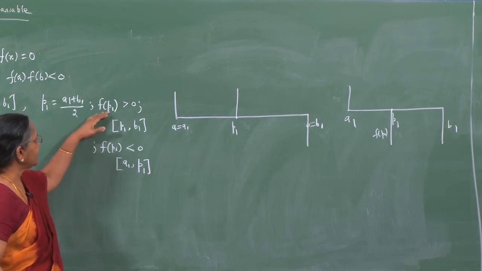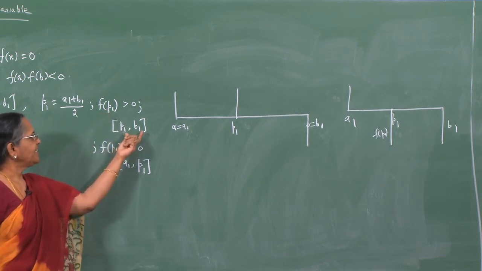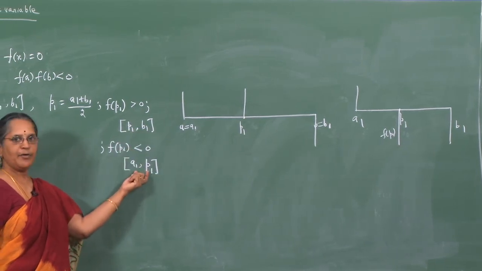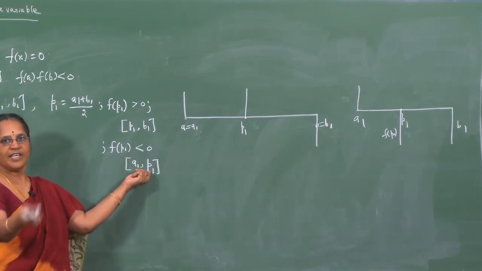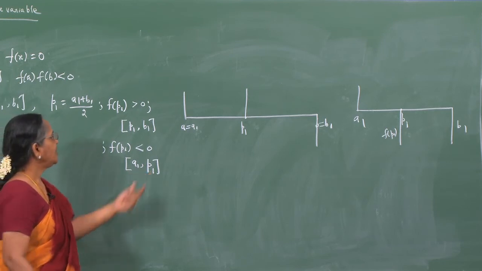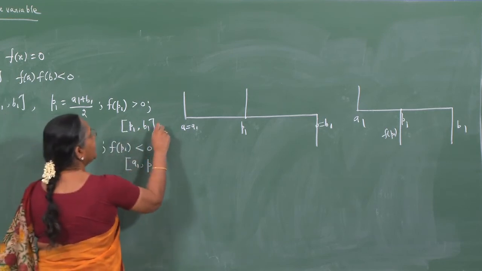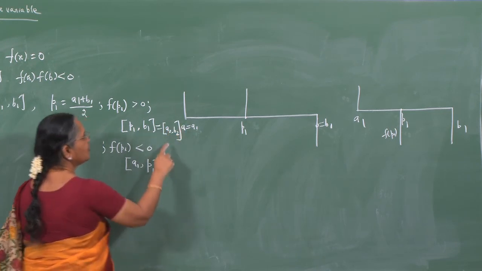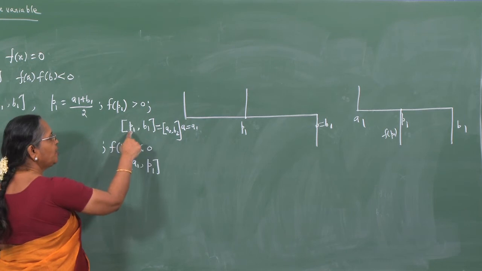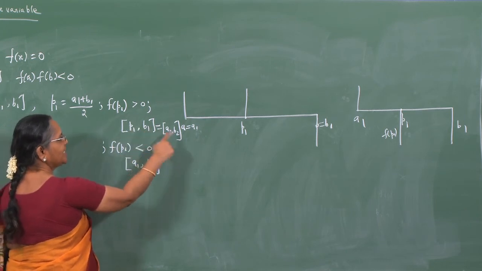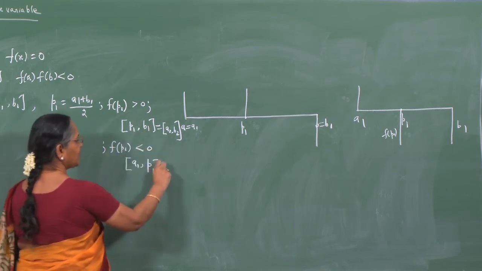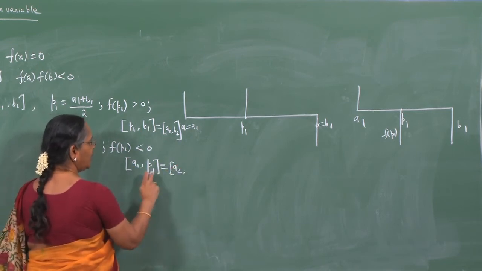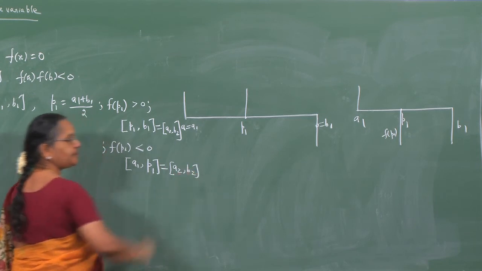Whatever be the case, I am able to determine another interval, either p 1 b 1 or a 1 p 1, in which a root of the equation lies. So, I shall call the interval a 2 b 2. I call p 1 as a 2 and b 1 as b 2 in this case. If it is the other case, then I call a 1 as a 2 and p 1 as b 2.